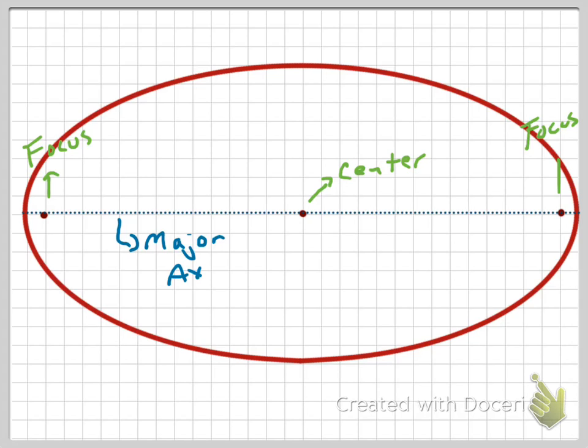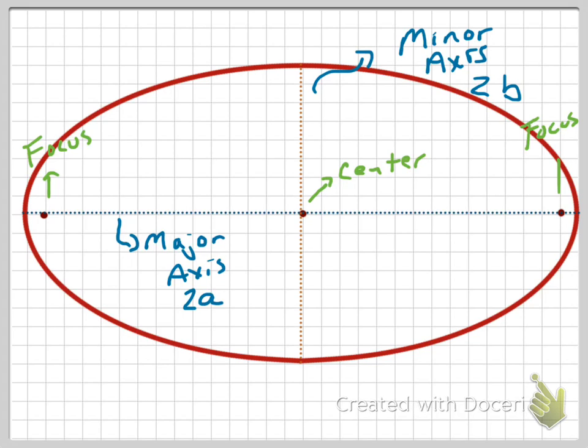The distance from end to end, the long way, is called the major axis, and that is 2a. So it's kind of a diameter, the long way: major axis. The short diameter is called the minor axis, and that is 2b. And since a squared is always bigger than b squared, 2a is always going to be bigger than 2b.